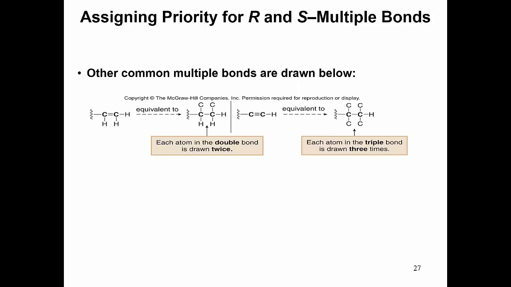So, multiple bonds. Again, if we have a carbon that's bound to another carbon by a double bond, we count that second carbon twice. If you have a double bond, you just count the atom that's doing the binding to the atom we're trying to assign priority to twice. If there's a triple bond, guess what? We're going to count the atom in question three times.